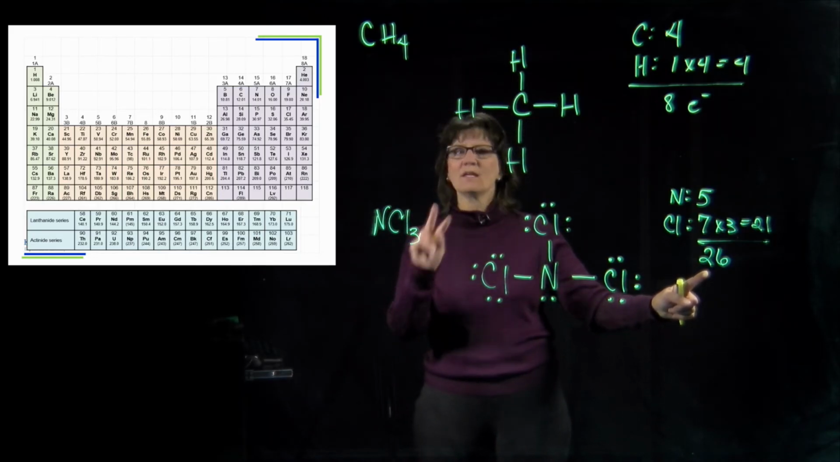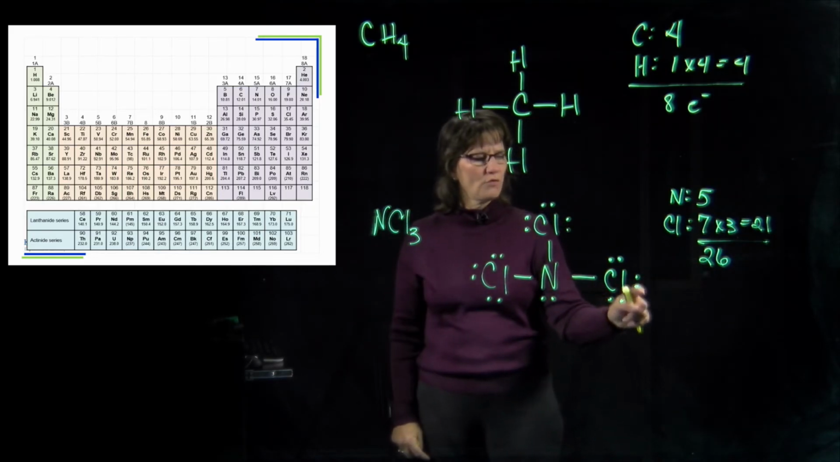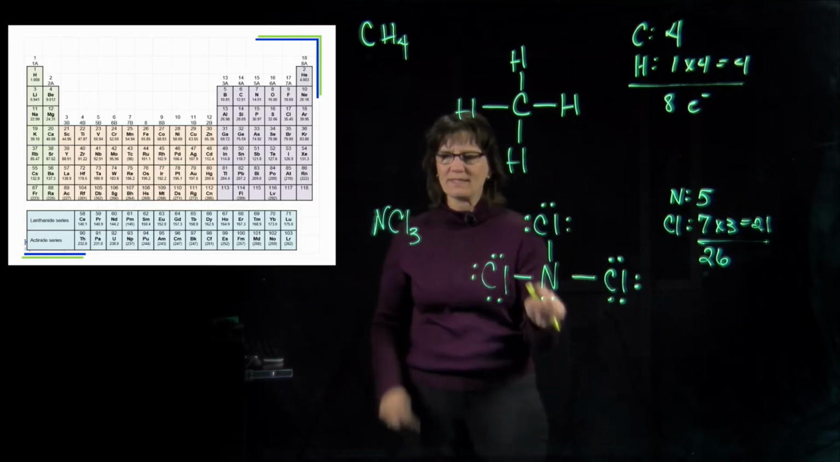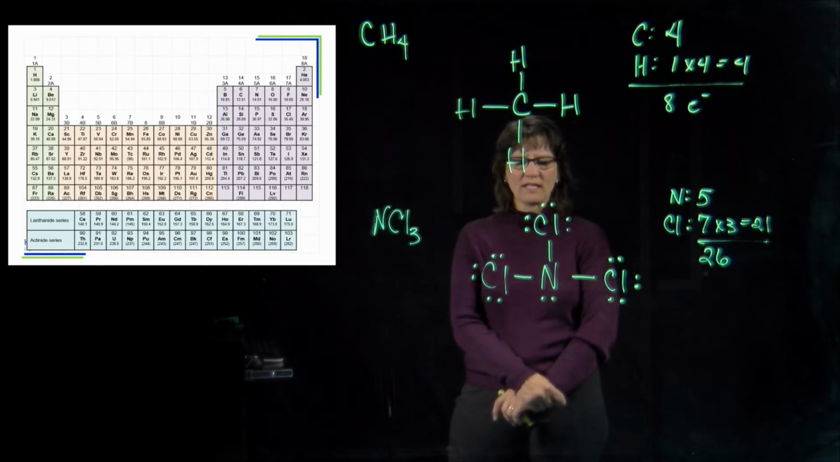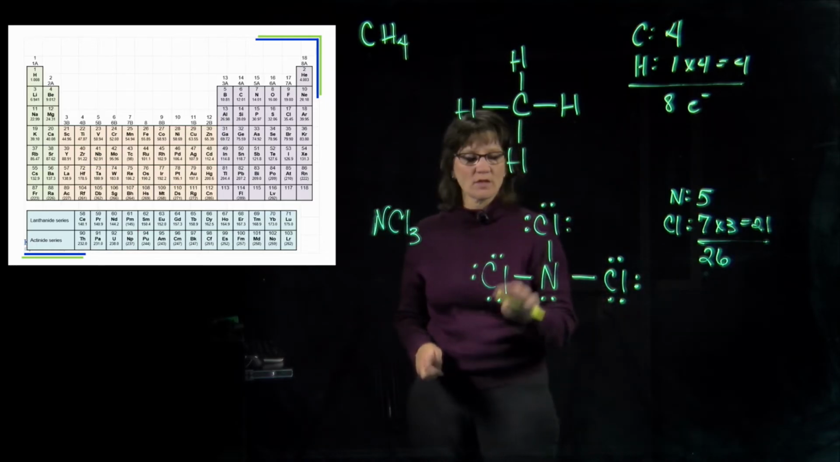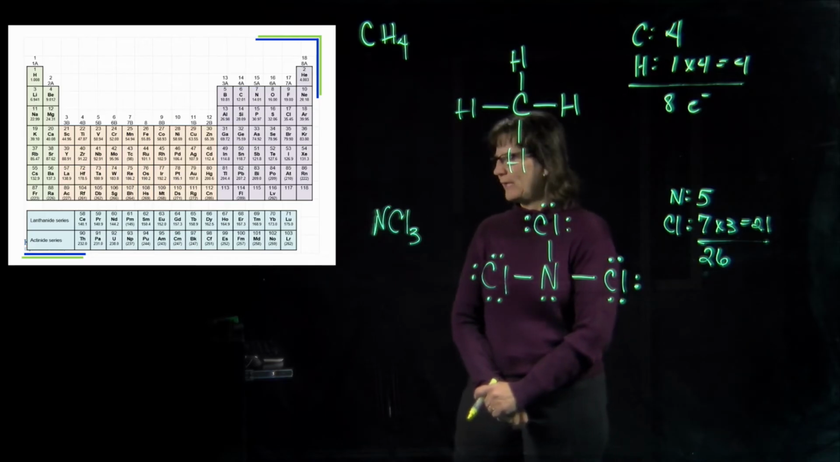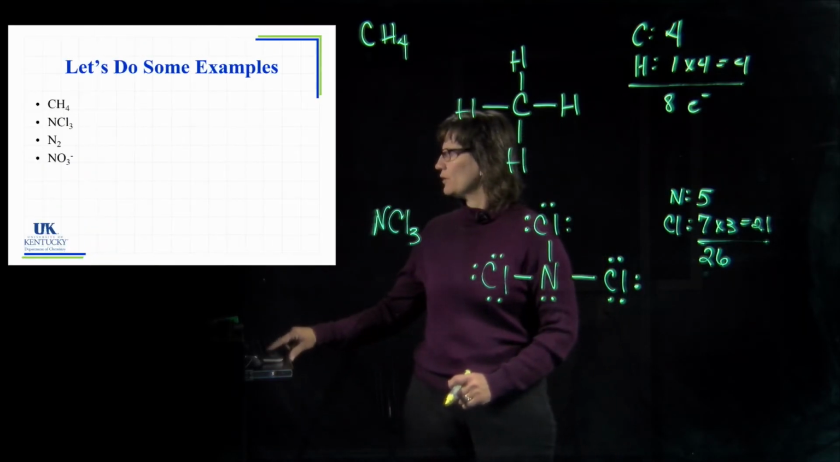Those are the 2 things that should happen. 2, 4, 6, 8, 10, 12, 14, 16, 18, 20, 22, 24, 26. I've got the octet rule satisfied, and I've used 26 electrons. So this is the Lewis structure of NCl3.